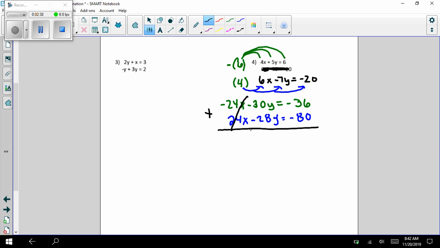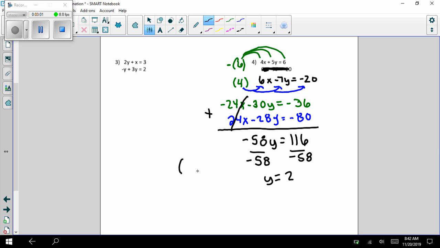We're going to add everything else. So we're going to add negative 30 plus negative 28. You should get negative 58y. And then negative 36 plus a negative 80 gives us negative 116. We're down to a two-stepper. Divide both sides by negative 58. And for y, you should get a positive 2.